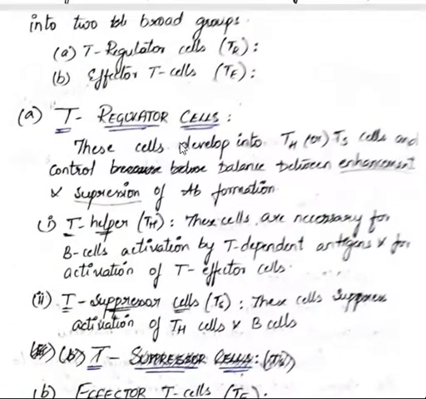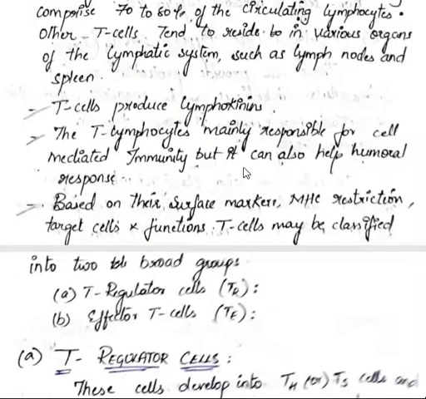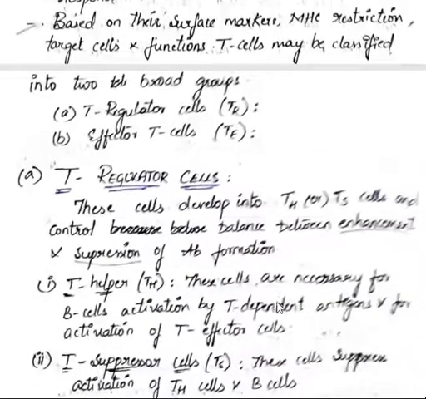The T regulator cells develop into TH or TS. That's what I told you, T helper cells and T suppressor cells, and they control the balance between the enhancement and the suppression of antibody formation. So this is how they work. Here I told you a point that T lymphocytes can also help in the humoral response. So these T regulator cells are going to be involved in the humoral response.